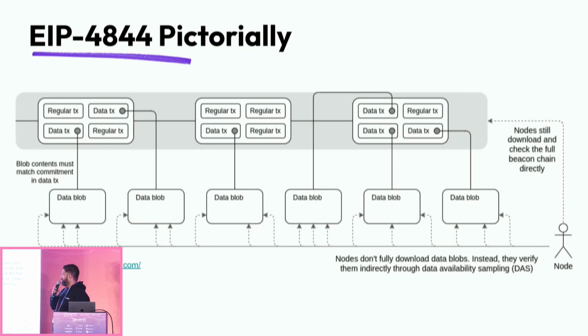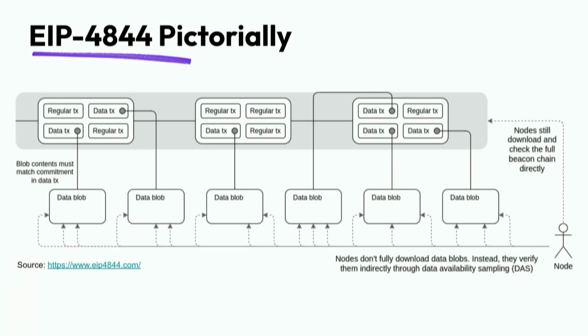Here we have a basic schema of how this looks. We still have regular Ethereum transactions, as you can see here, but now we are going to have a new type of transaction, the data transaction that contains a blob. And these blobs can be verified on-chain due to the commitment. Héctor is going to provide more information about that.